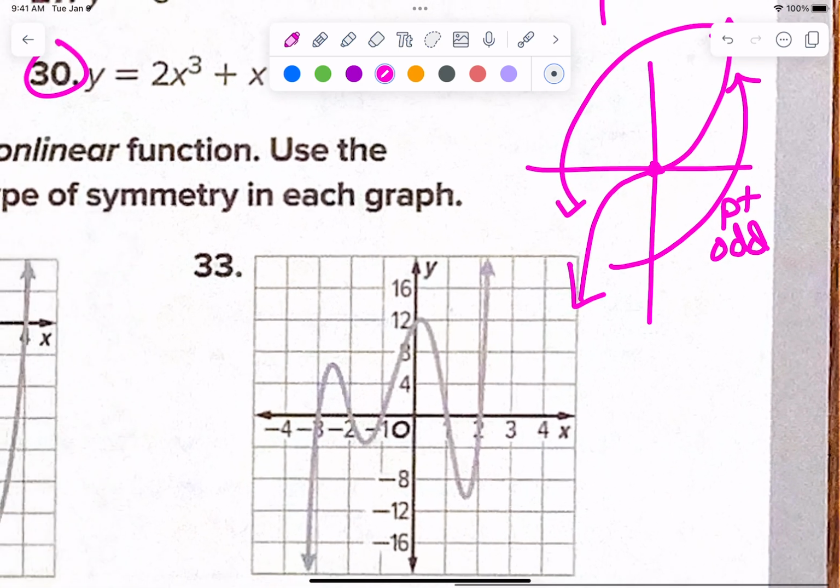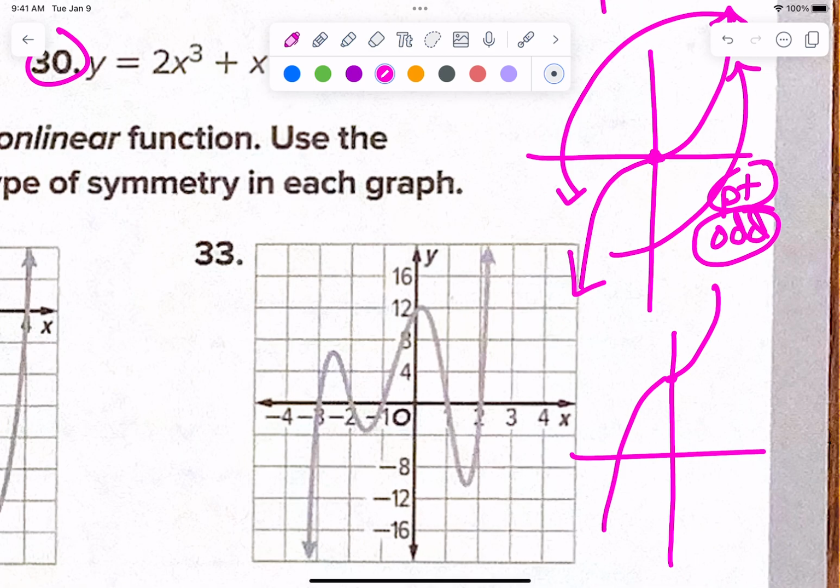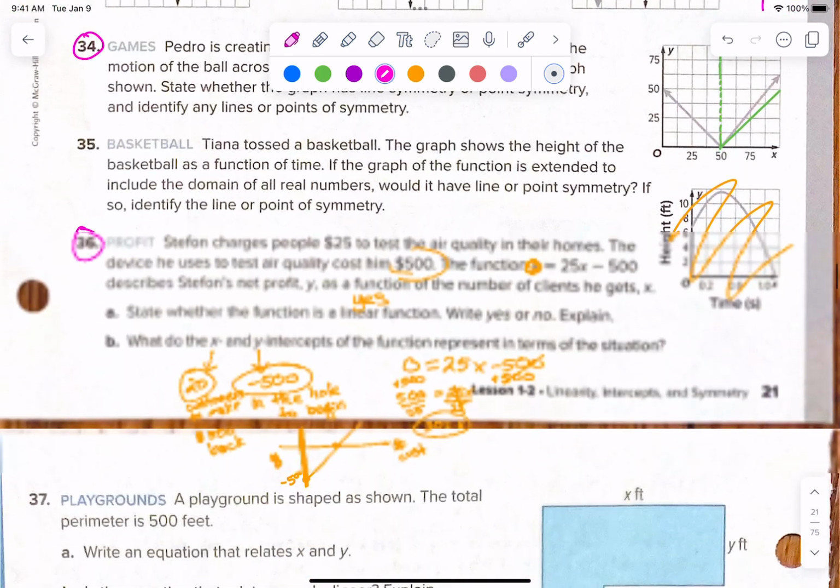Now, how can I change him so that he has point symmetry, but he's not odd? You move him up. Sure, we can move him up here and make him like this. So I can flip him over, and he does have point symmetry, but the point is not the origin, so he is neither. Does that make sense? Yeah. Okay, point symmetry, neither. Got it? All right, let's go to something else.